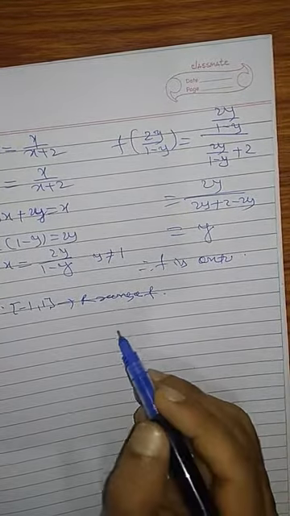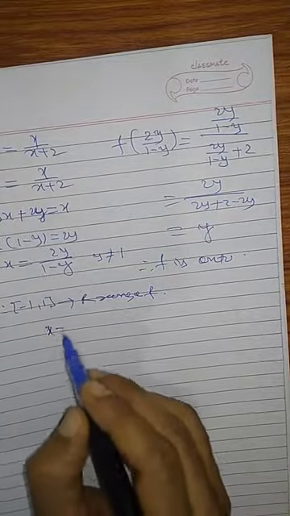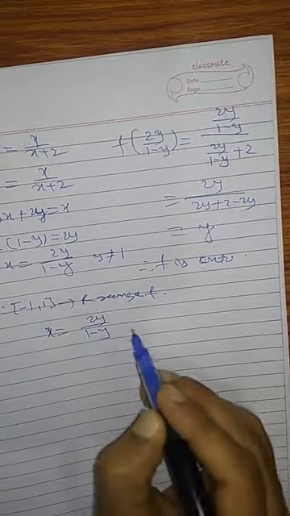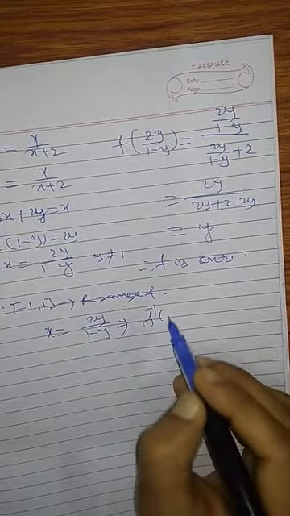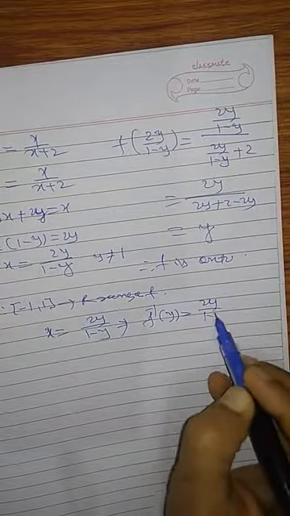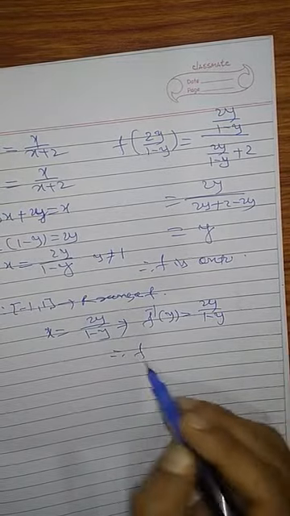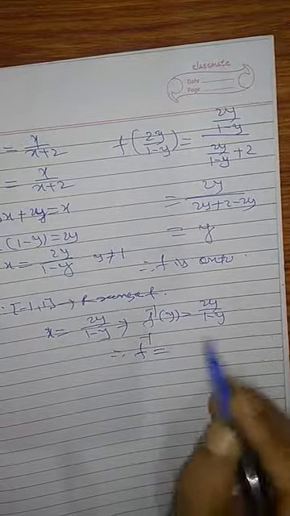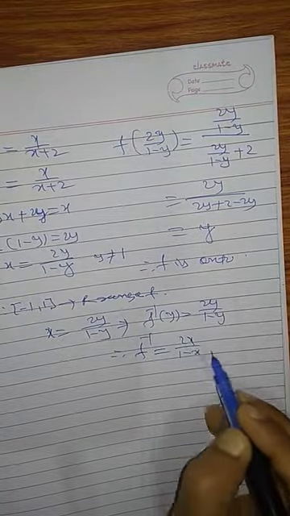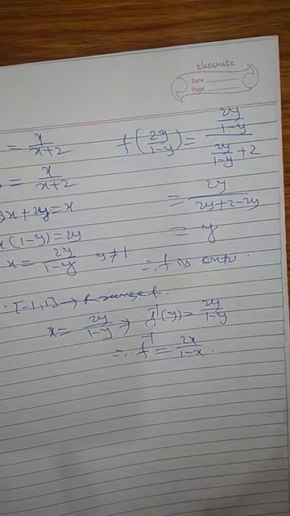Now what is the inverse? If it is asked to find the inverse, then as x is equal to 2y by 1 minus y, then x is equal to f inverse of y equal to 2y by 1 minus y. Therefore, the inverse of the function in terms of x, you have to write that is 2x by 1 minus x. Simple thing.